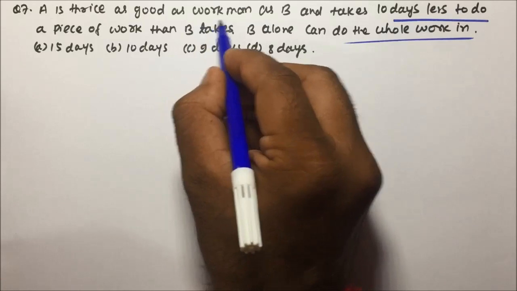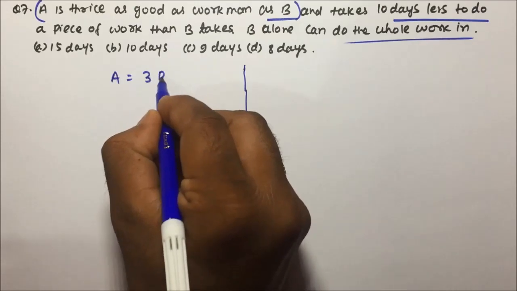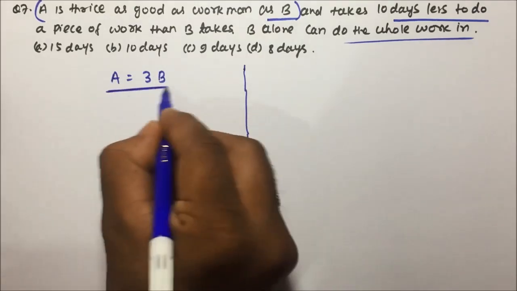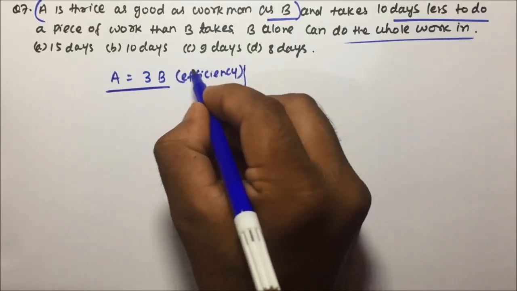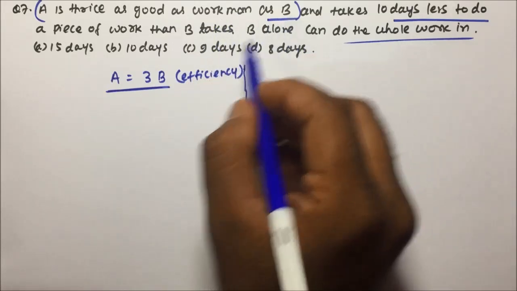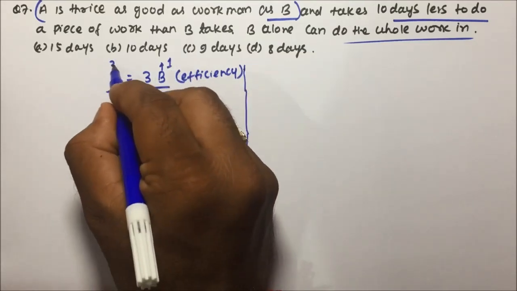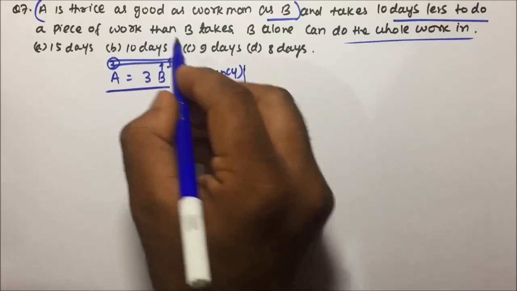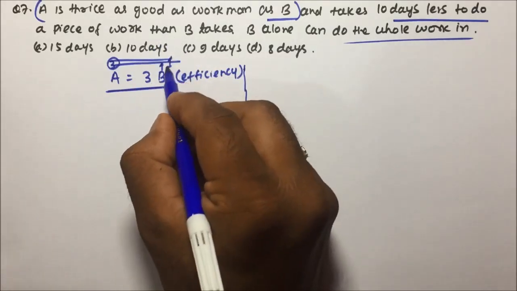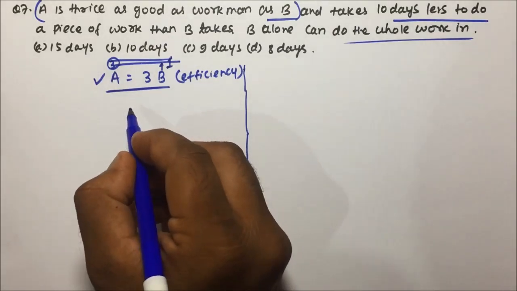A is thrice as good a workman as B. So friends, they're talking about the efficiency here. See, A is 3 times as good as B. If B is doing one work in a day, then A will be able to do 3 work in a day, right friends? Thrice as good means what? If B is able to do only one work, then A will be able to do 3 work in a day. Now let's see friends what we are going to do.